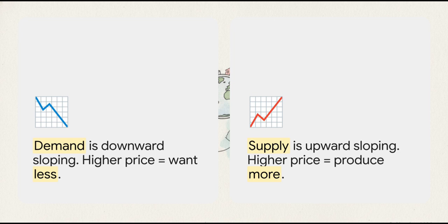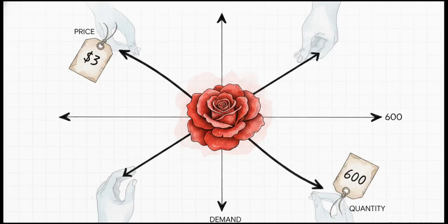As the price goes up, firms can make more money, so they obviously want to produce more of it. Consumers and producers are reacting to the exact same price, but in completely inverse ways. Let's ground this with a practical, everyday example, like a market for roses.